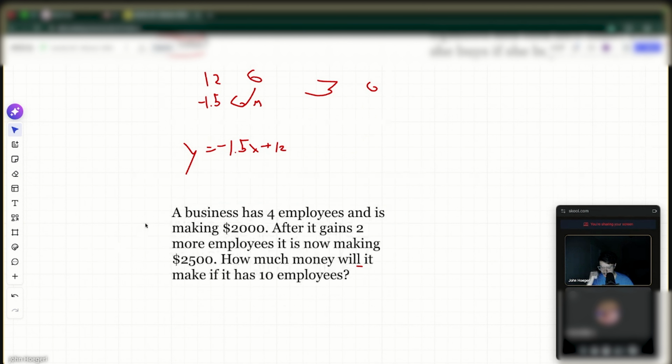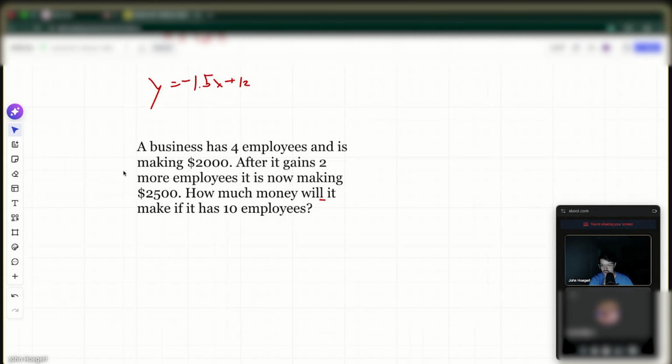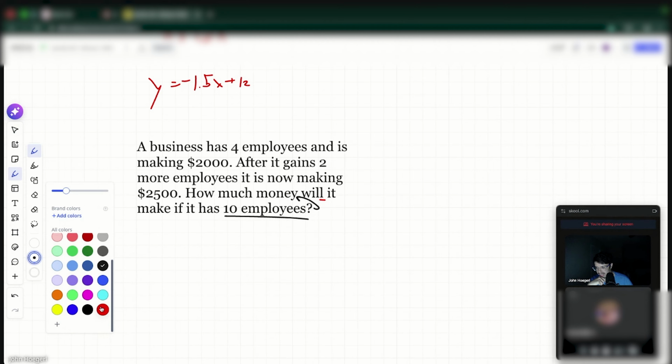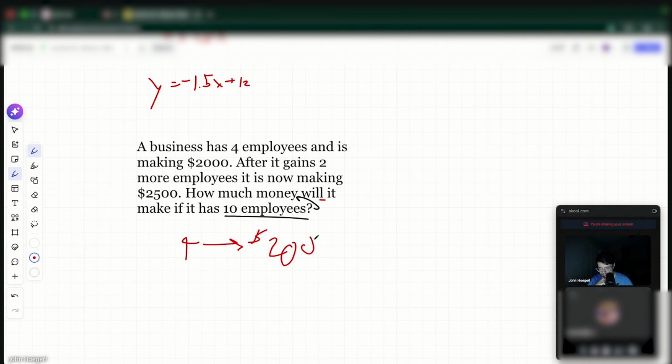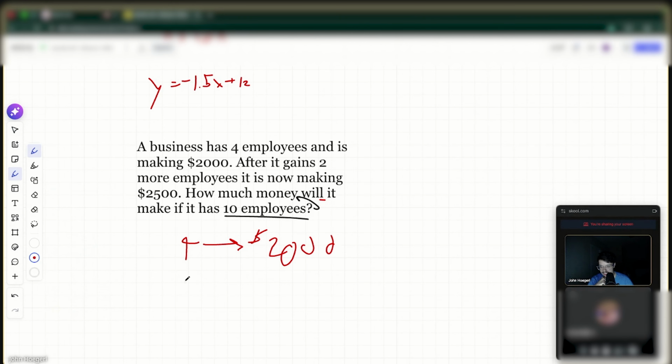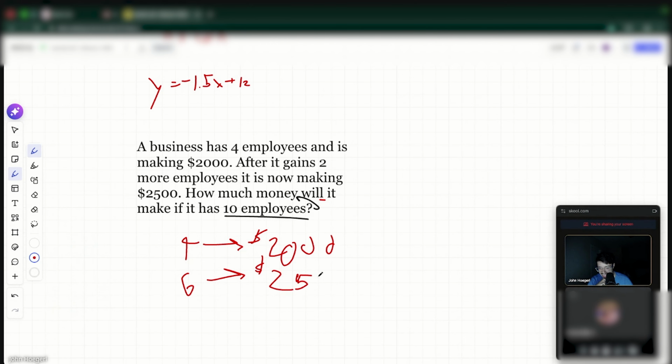So this one is a little bit more complicated than the one before, but we can still solve it pretty easily. So let me say the goal here would be how much money it's going to have if it has 10 employees. So if we have 10 employees in the business, how much money is going to be generated from that? Okay, so that was the goal. Now onto the information. So it has 4 employees, and when it has 4, it's making $2,000. So pretty simple there. That is the amount it's generating. After getting 2 more employees, so basically 6 now, it would be making $2,500. And then it asks how much we'll be making if it has 10 employees.